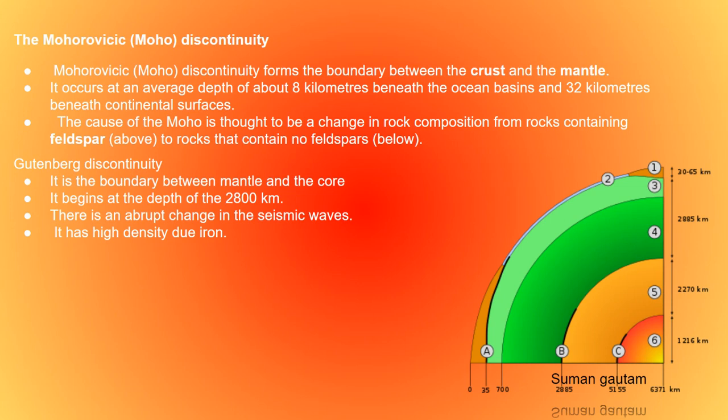There are two important discontinuities in the earth. One is Moho discontinuity and the other one is Gutenberg discontinuity. So let's discuss both of them.